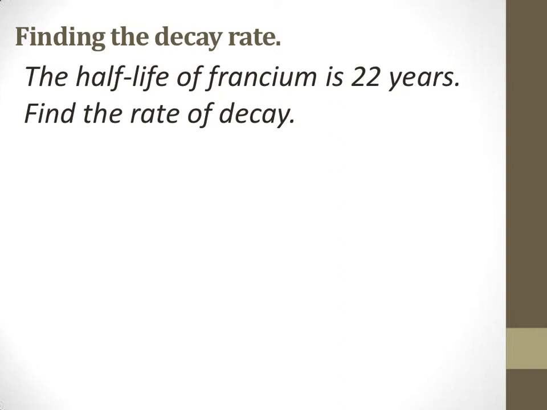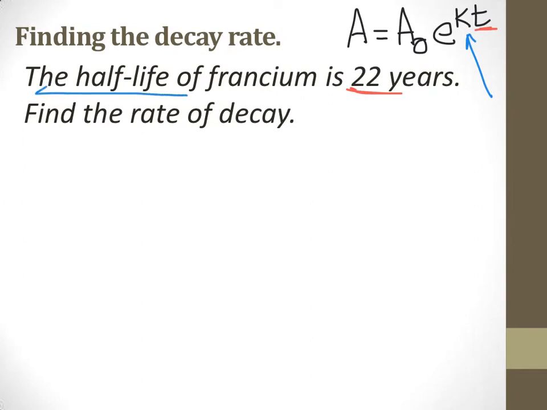Now we're looking for a decay rate, and there is no equation sitting here. Remember though, we use A, the amount we want, equals the starting amount times e raised to the rate times time. So let's see what pieces we have. We have T is 22, so we're going to put that in for the T. Find the rate of decay. That's what we're looking for, that K. So they must be giving us A and A naught, and they are right here in the half-life of francium. The half-life is saying to you that we start with some unknown amount, but we will have half of that amount after 22 years. The K is what we're looking for.